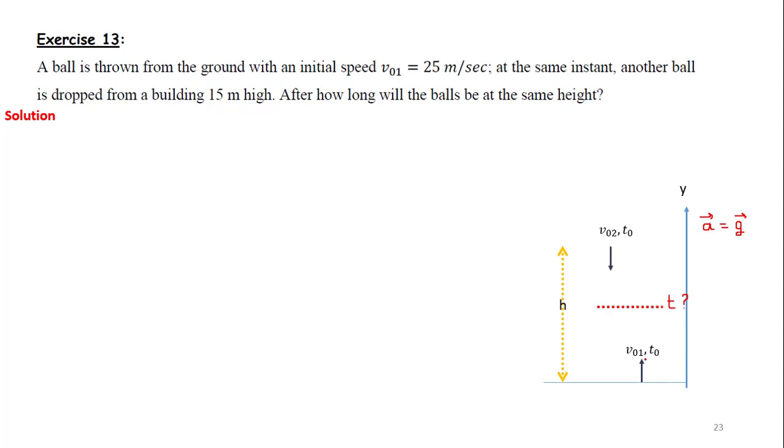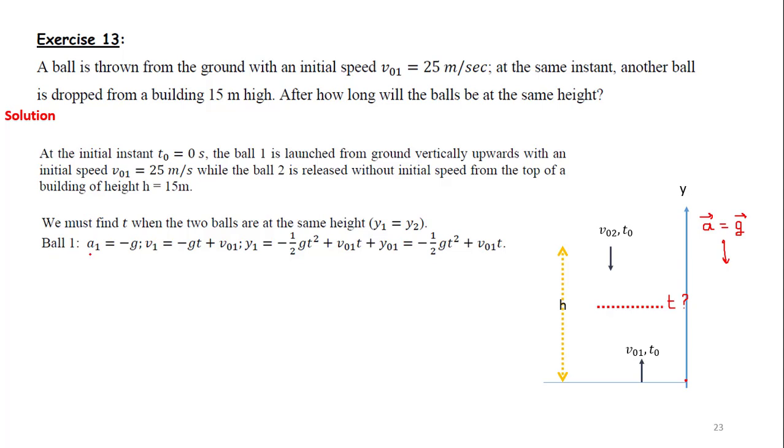So we can write for ball 1, a1x is 0, and a1y is equal to minus g. Why minus? Because g is pointing downwards, and we took the positive direction of y as going upwards. So g is in the opposite direction with the positive y. So let's start.